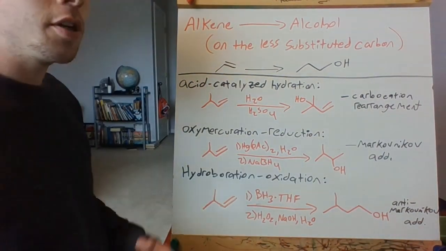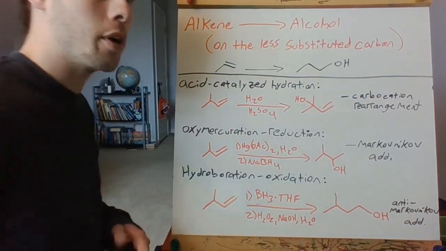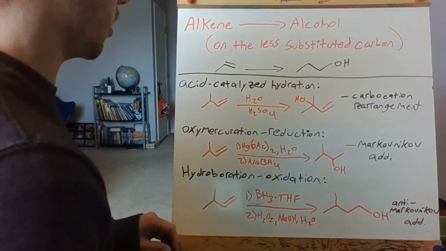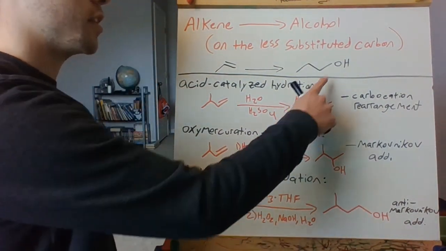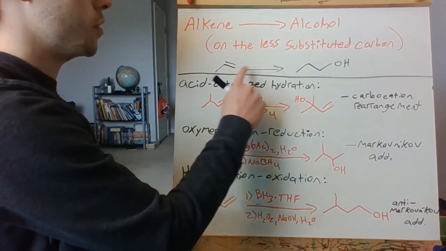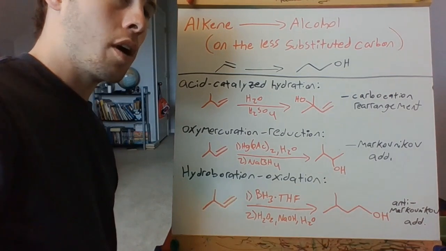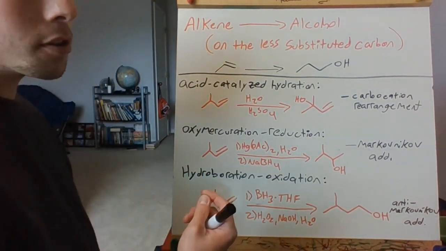So in the previous video, I talked about converting alkenes to alcohols using oxymercuration reduction, and that gave us the Markovnikov addition product. So now we're going to talk about converting alkenes to alcohols, where we get the alcohol added to the less substituted carbon of the alkene. So at this point, this is the third reaction we've seen that can convert alkenes into alcohols.